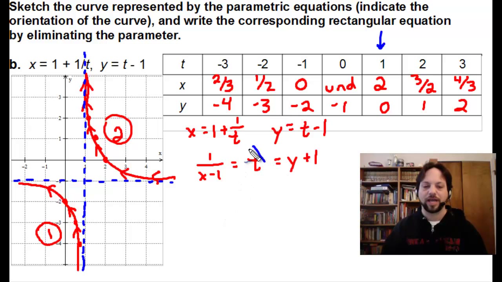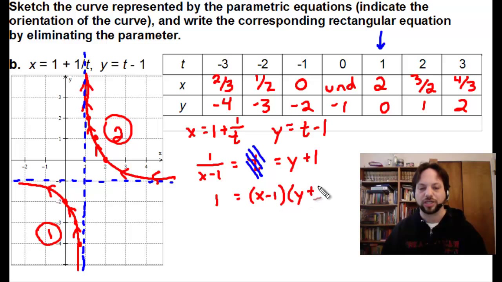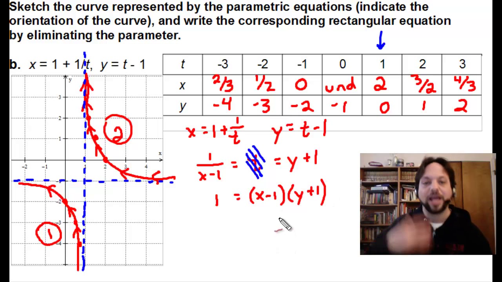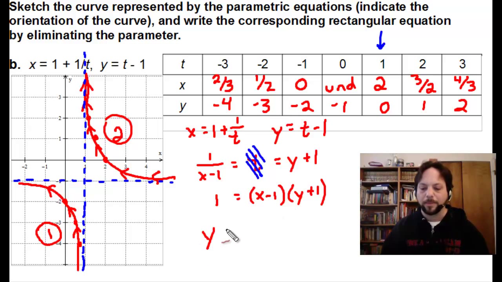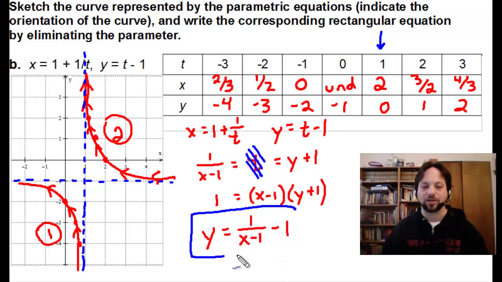So at this stage, I can go ahead and eliminate my parameter and say these two equations are equal to each other. Let me go a little bit further with this. If I multiply by x minus 1 to both sides of this equation, I get something that looks like that. And then if I do want to turn this into a function y of x, you can do the math here yourself. But I'm going to get an equation that says y equals 1 over x minus 1, minus 1. Now, that is my final rectangular equation.